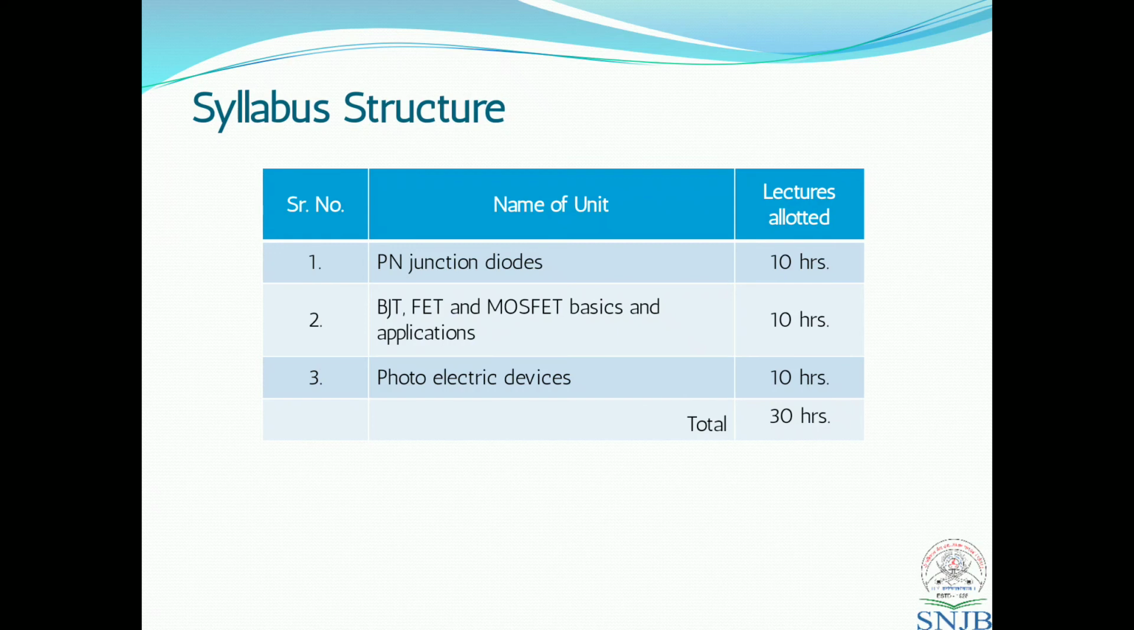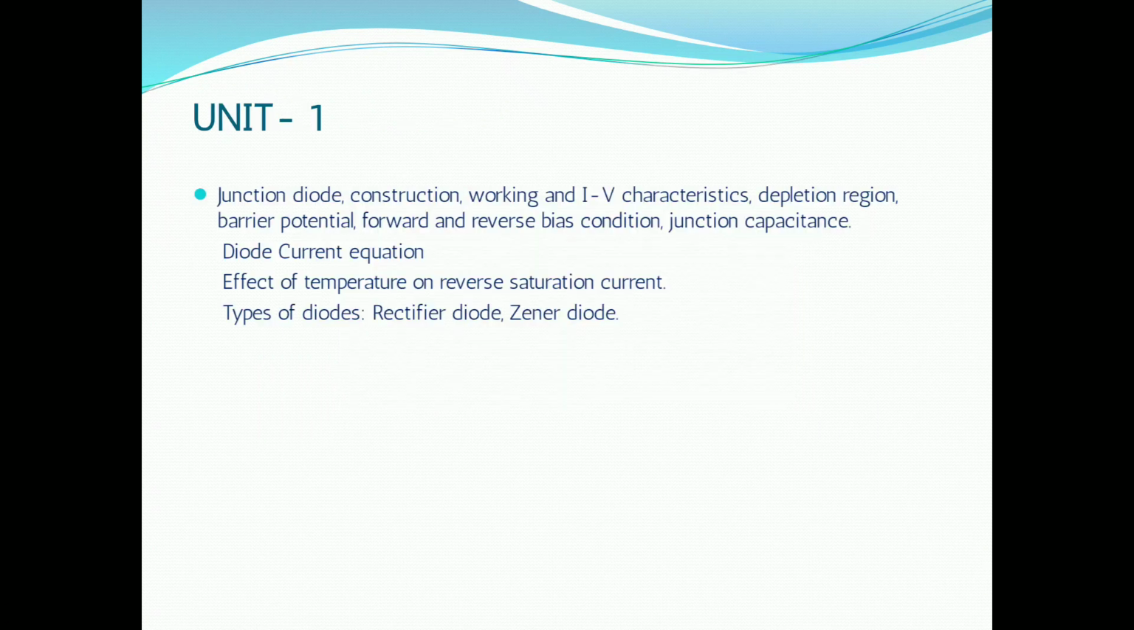The total syllabus is divided into 3 units. The first unit is PN junction diodes, the second is BJT, FET, MOSFET basics and their applications, and the last unit is photoelectric devices. The total syllabus will be covered in 30 hours and 10 hours are allotted for each unit. We start with the first unit.